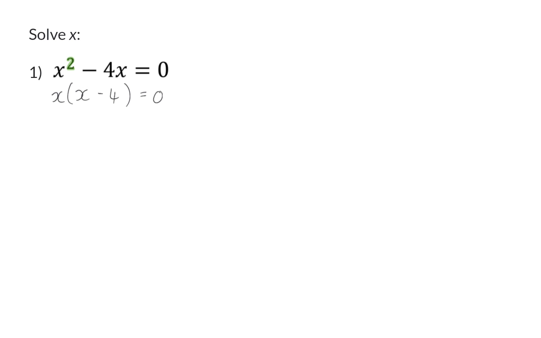Here we've now rewritten this equation in the form a times b equals 0. So that means we know that either of the two factors can be 0. So x can be equal to 0, or x minus 4 can be equal to 0. So my final answers will be either x is 0 or x is equal to 4.